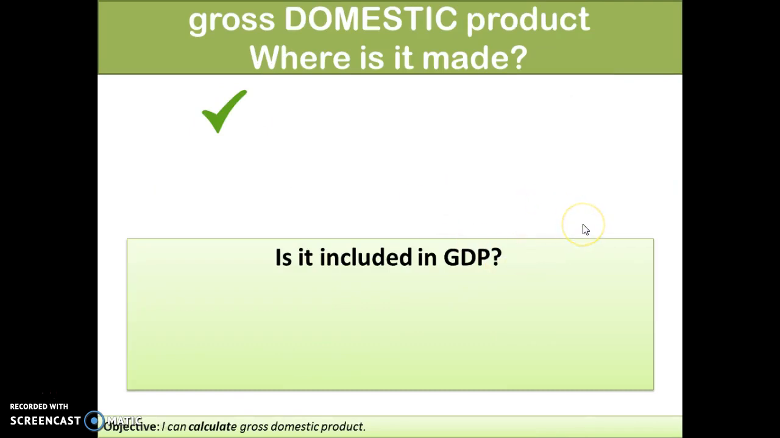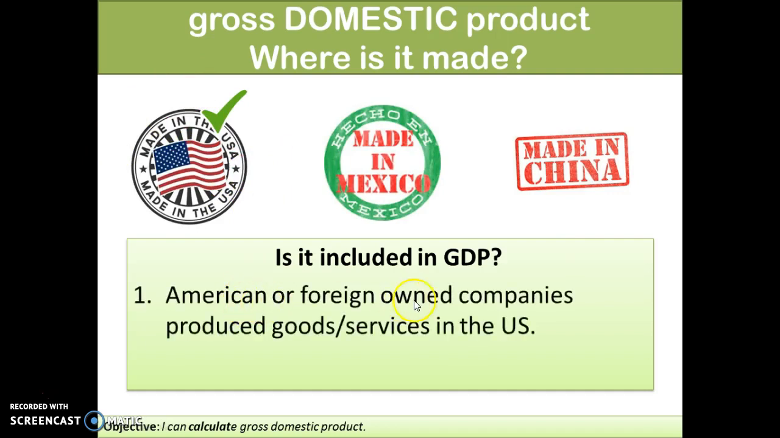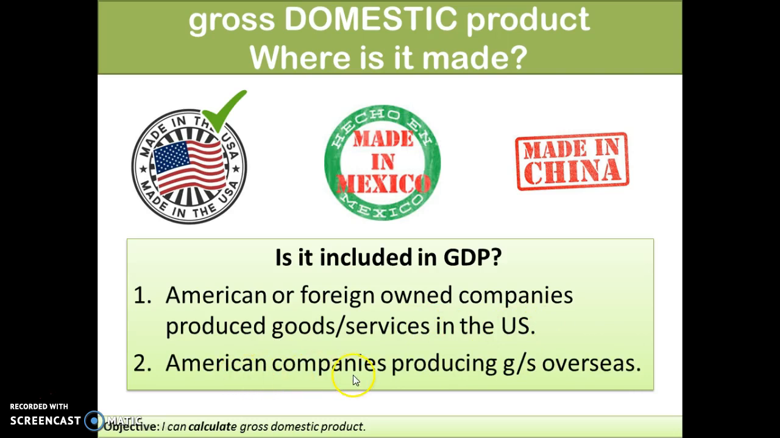Gross domestic product, where is it made? We only want to include things made in the U.S. And so things that are made by foreign-owned companies or American-owned companies that are produced in the U.S., then they are included, as long as they're made in the U.S. Things that are made overseas, even if it's by an American company, it's not included in GDP. The exception is when it is traded, and then it becomes part of imports.